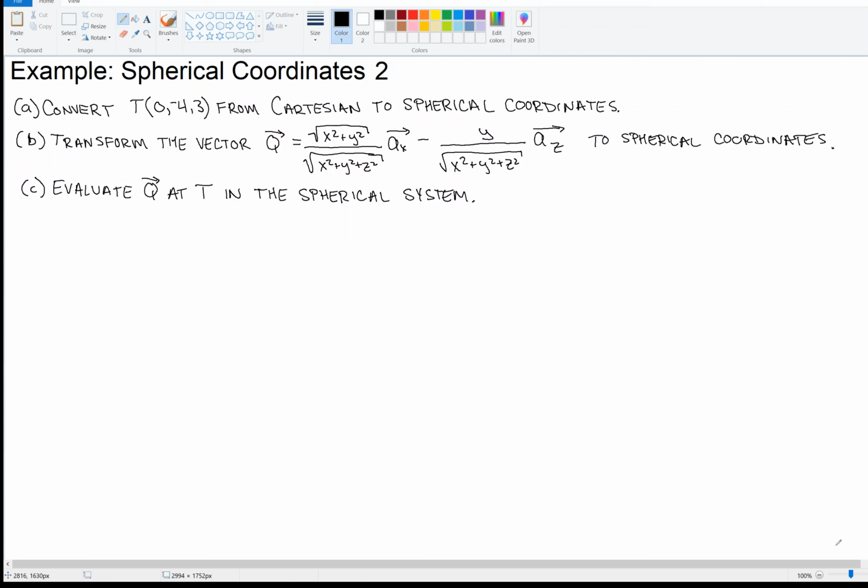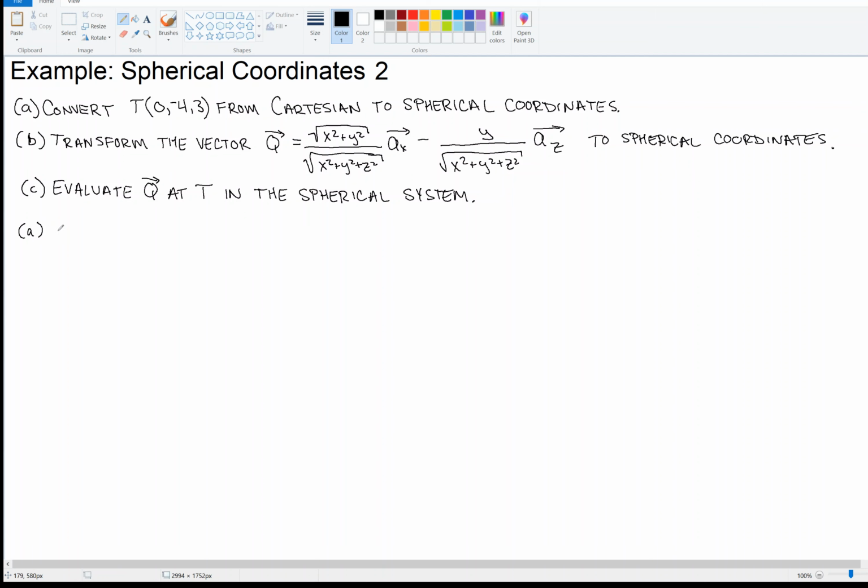I have an example here of spherical coordinates, and we're going to, part A, convert (0, -4, 3) from Cartesian to spherical coordinates. Part B, we're going to transform the vector field given by this guy. It's got an x component, it's got a z component, to spherical coordinates. And then C, we're going to evaluate the vector field at the point, and we're going to do that in the spherical system. All right, so let's begin with part A.